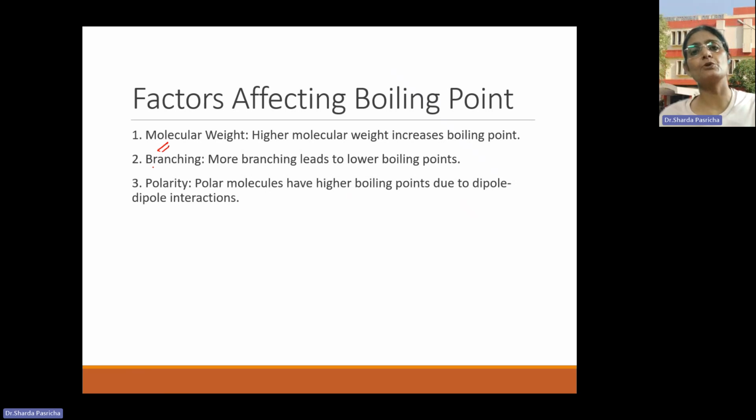The third factor is polarity. Now, polar molecules, they have strong dipole-dipole interaction. They have strong intermolecular force of attraction, because of which they require higher energy to overcome the intermolecular force of attraction and move from the liquid to the vapor state. That is why polar molecules will boil at higher temperature as compared to the non-polar molecules.